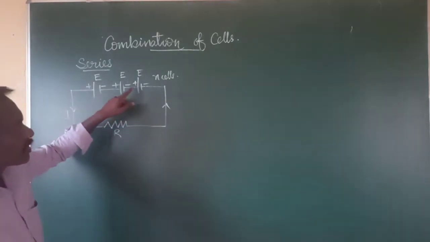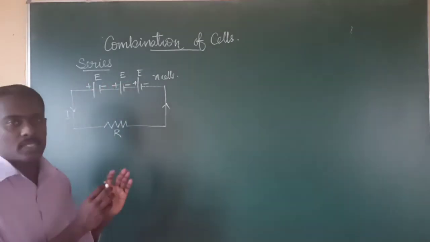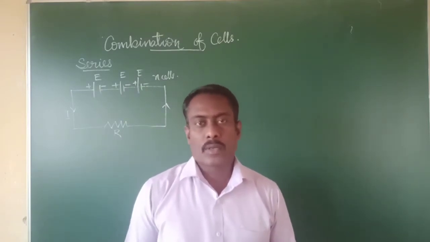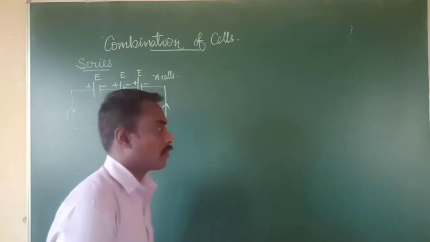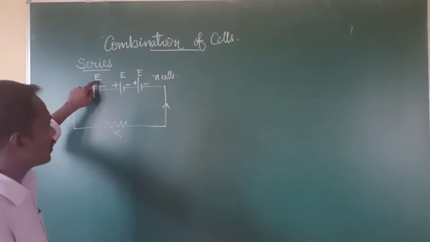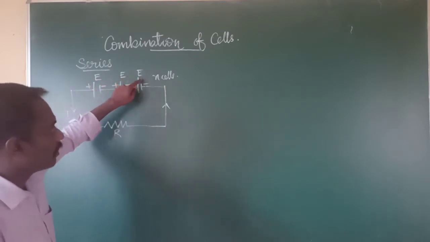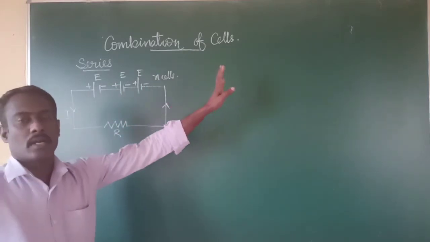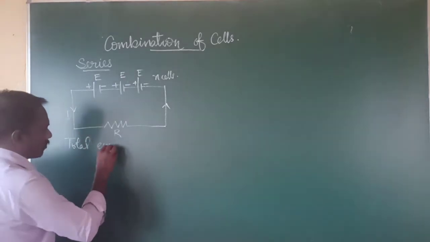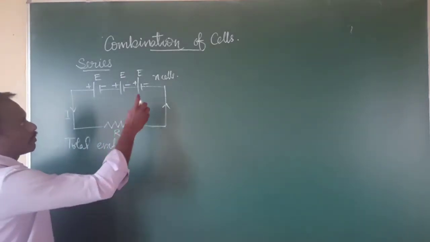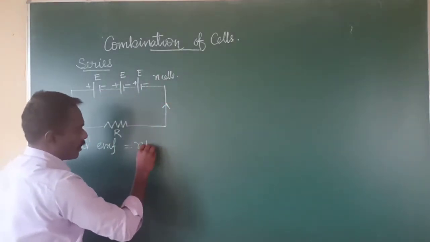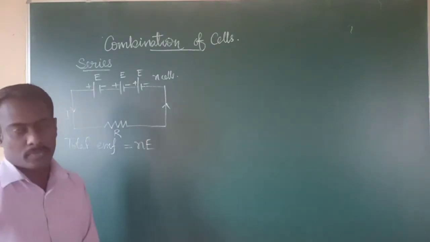As we said, the cells are identical, so the EMFs of the cells are the same. In order to find the total EMF of this combination, how can we find it? The EMF of the first cell plus the EMF of the second cell, the EMF of the third cell, the EMF of the fourth cell, and so on. What will be the total EMF? The EMF of one cell into the number of cells. So we say that N into E will be the total EMF of the cells.